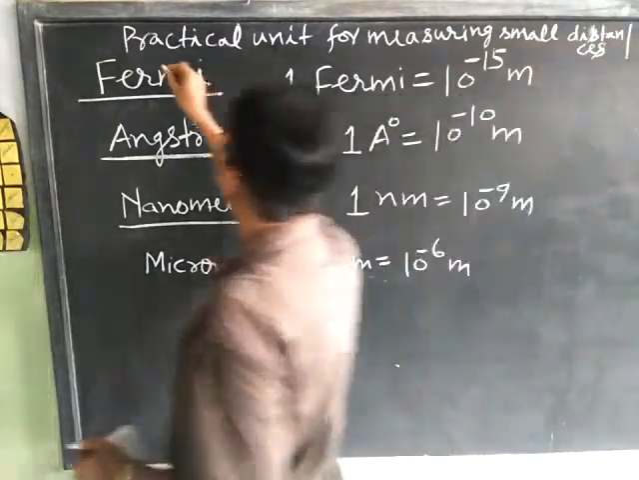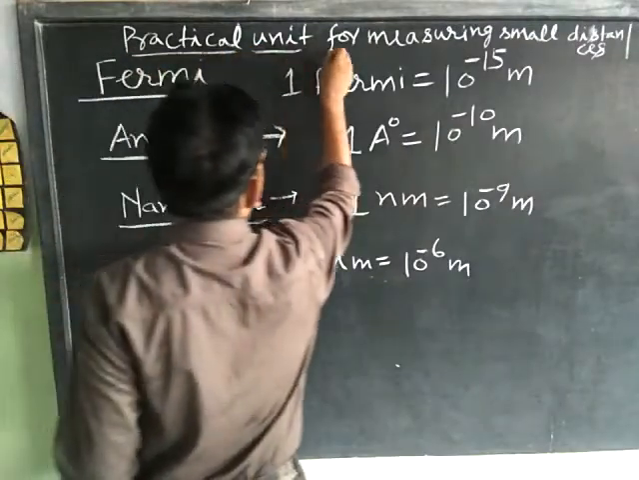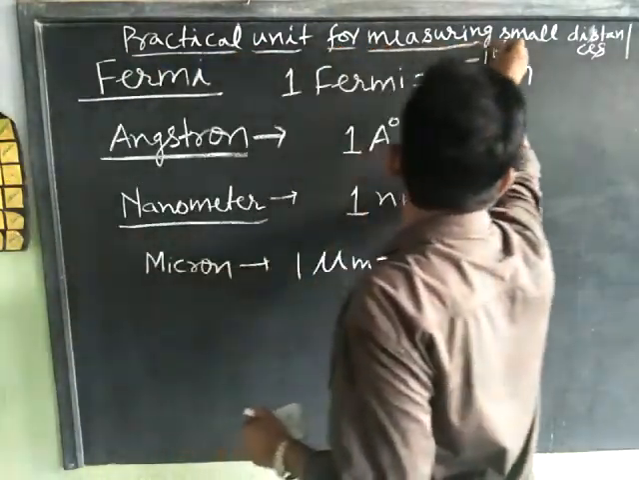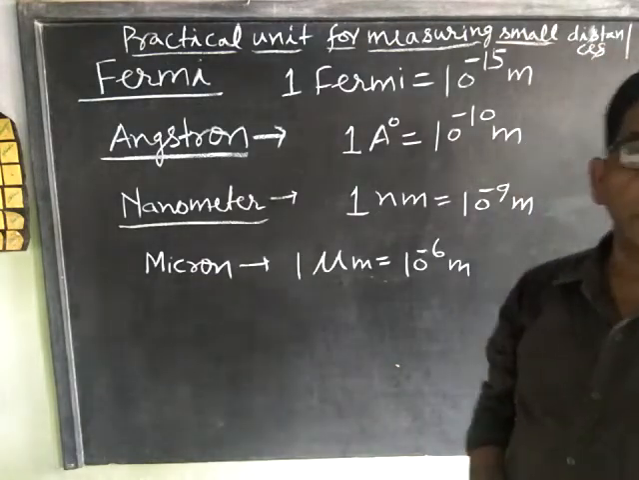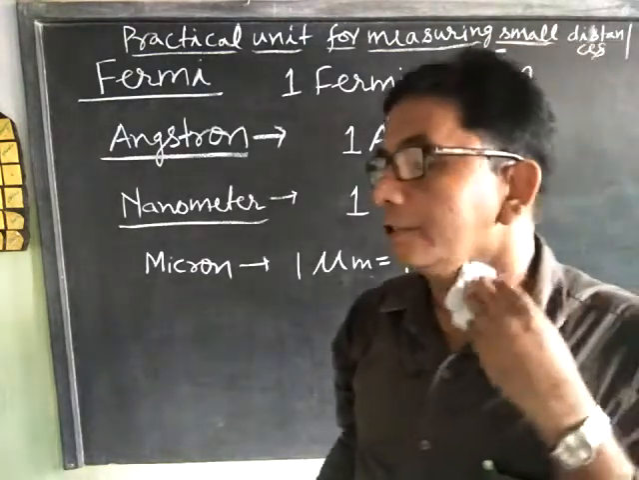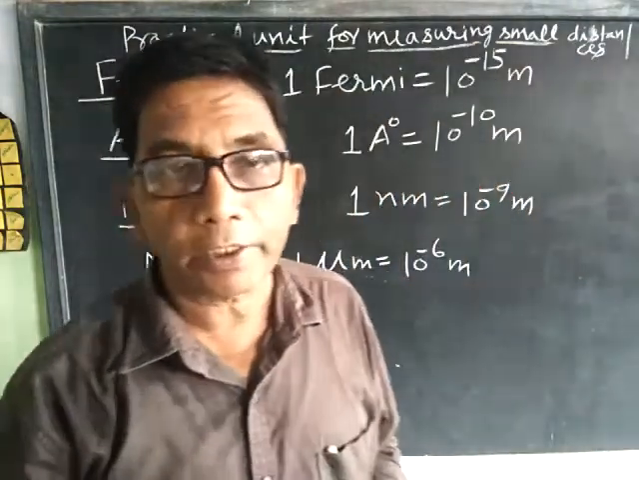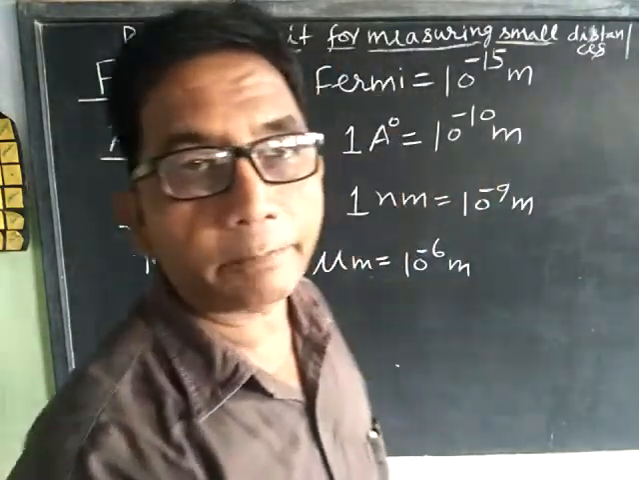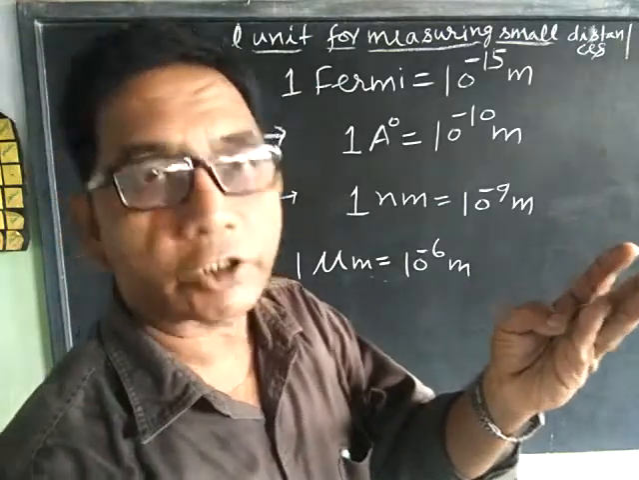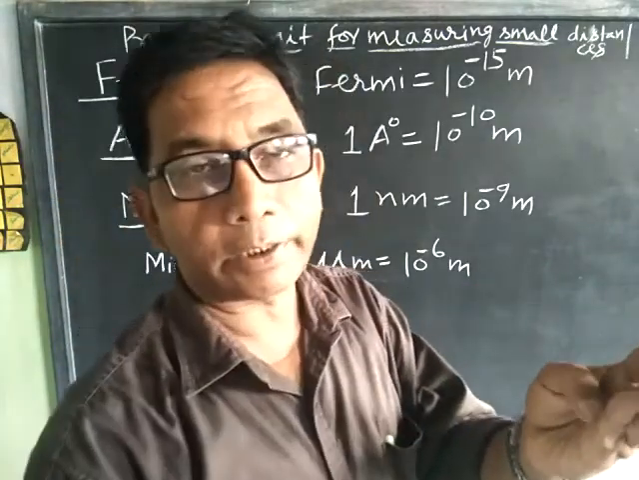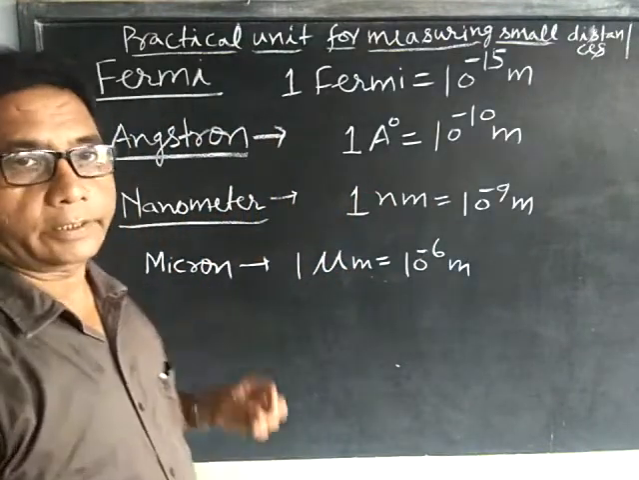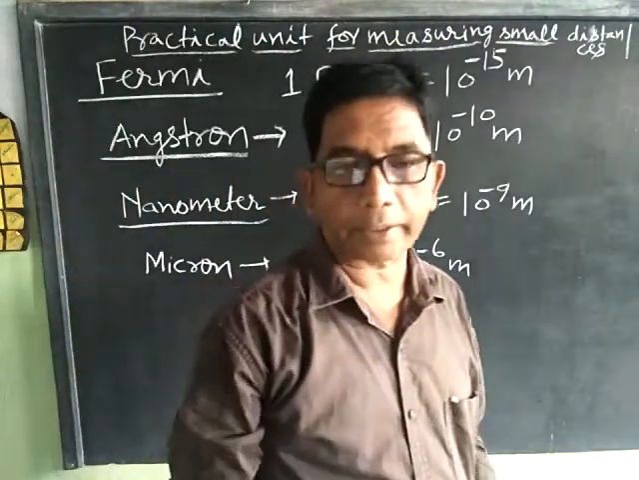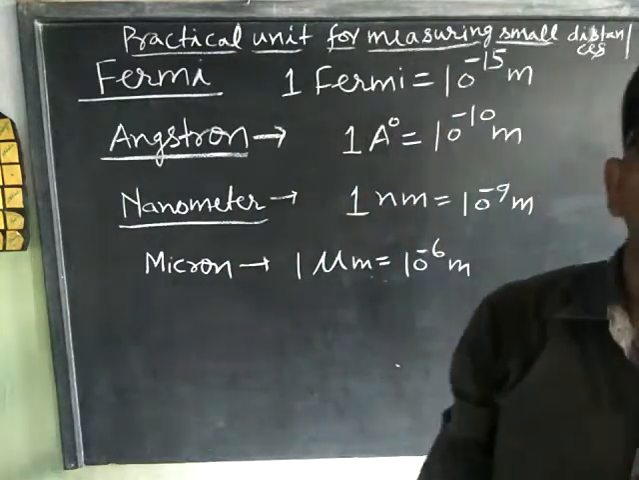These are the practical units for measuring small distances. When I ask you to name the practical units used for measuring small distances, then you will tell me Fermi, angstrom, nanometer and micrometer.